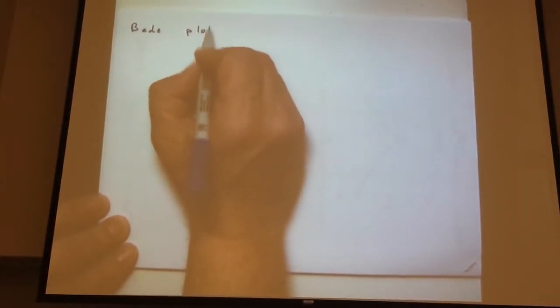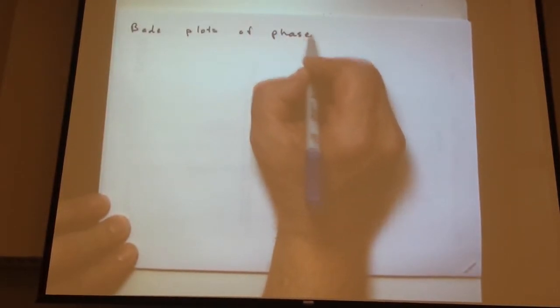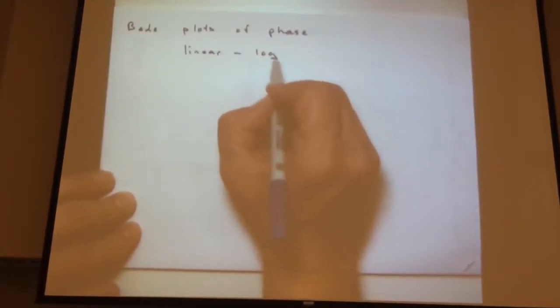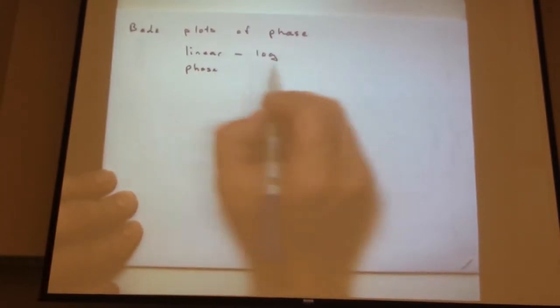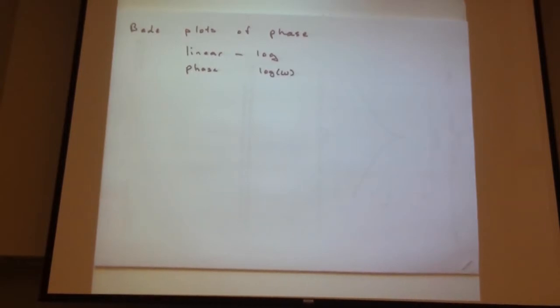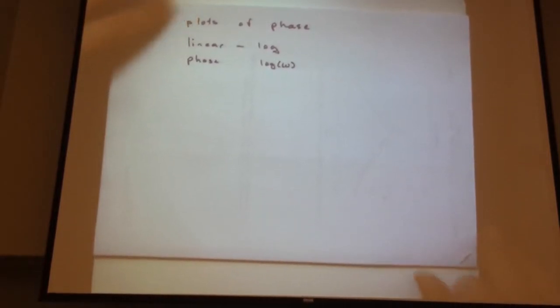So, phase. Phase is a little bit different. For plots of phase, remember, this is now linear-log. Phase versus log of omega. So we still break things down into regions, but we have to be a little bit careful.